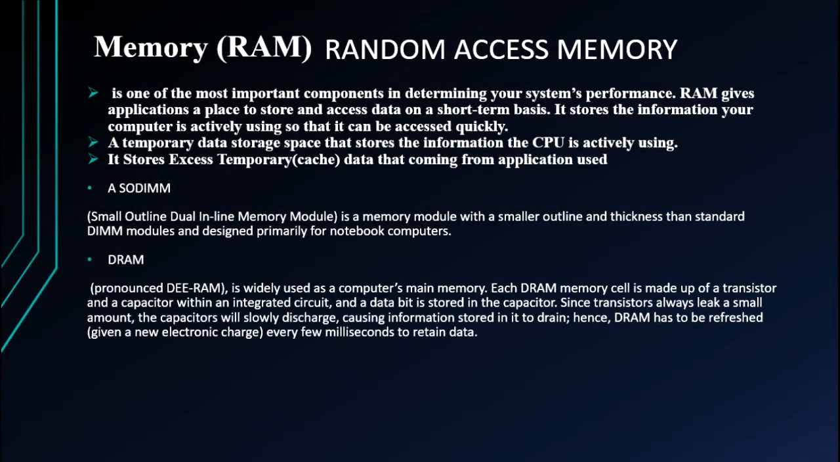To make things short, random access memory, or RAM, is storing temporary data coming from the applications that we use. So one application is exerting temporary data or excess data, or what we call cache data. So those cache data is cached by our RAM or random access memory.